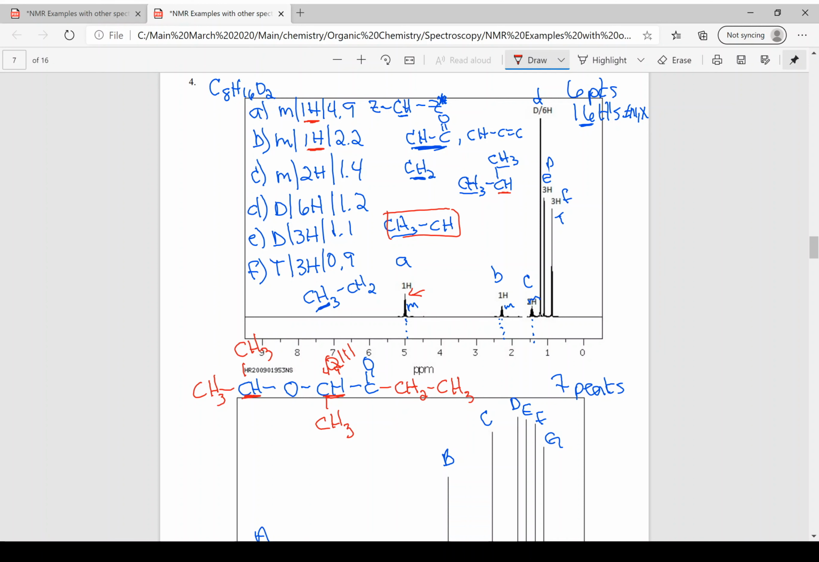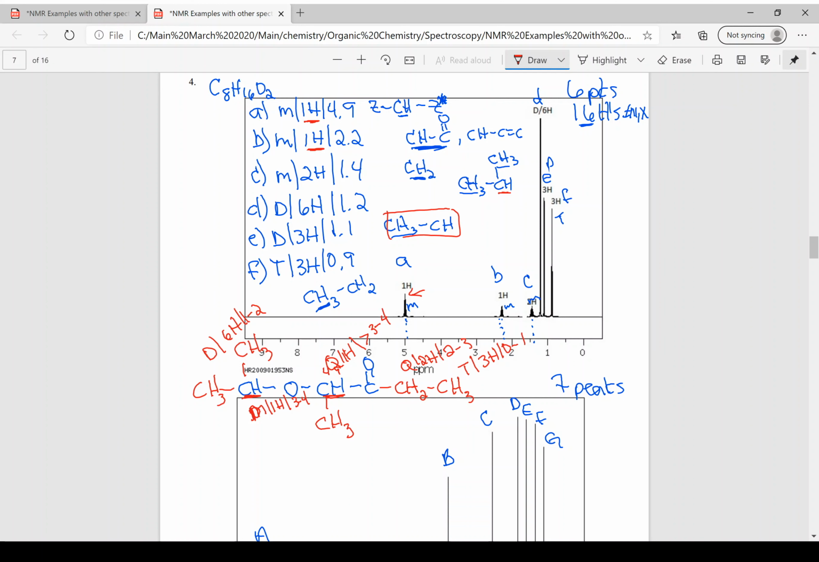So a quartet at 1 hydrogen and somewhere greater than, I would usually say greater than 3 to 4 if I was predicting it. Alright, I also have a multiplet that integrates for 1 hydrogen, somewhere between 3 and 4. I have a doublet that integrates for 6, somewhere between 1 and 2. Over here, I have a 1, 2, 3, 4. I have a quartet that integrates for 2, somewhere between 2 and 3. And then I have a 1, 2, 3. I have a triplet that integrates for 3, somewhere between 0 and 1.